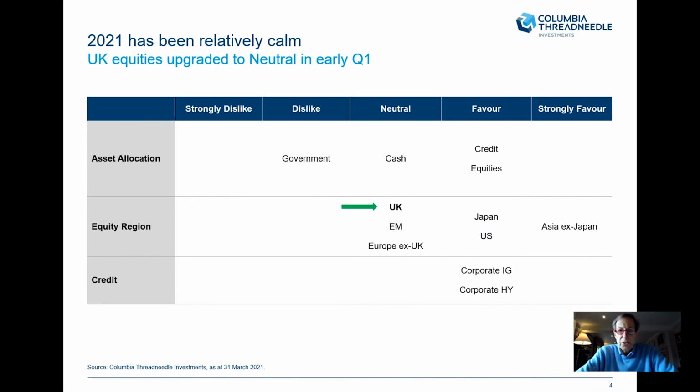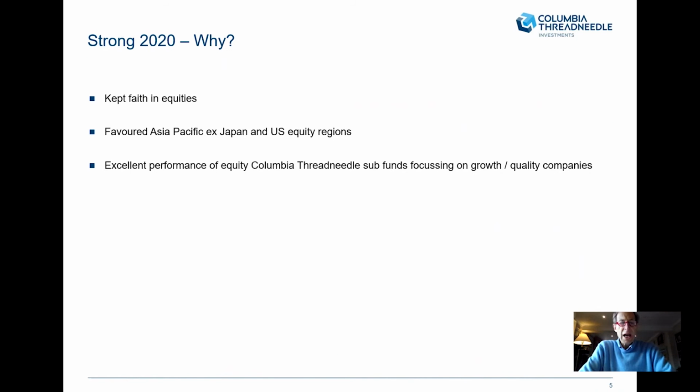And at the bottom, you can see we like both investment grade and high yield corporate debt, as I said, rather than governments. So those are our asset allocation views, our tactical asset allocation views that you will see later on are reflected in the Horizon funds.